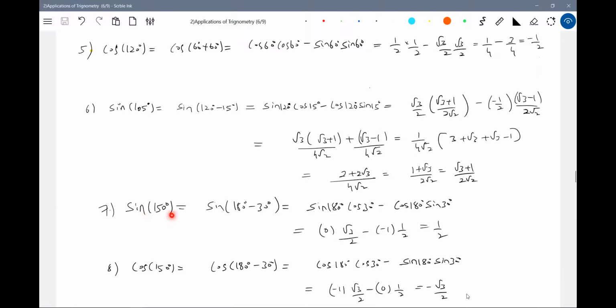Sine 150 degrees: sine of 180 minus 30 degrees. So applying the sine A minus B formula. Sine 180 degrees must be 0. Cos 30 is root 3 by 2. Cos 180 is minus 1. Sine 30 is 1 by 2. So sine 150 degrees will be 1 by 2. Cos 150, again, we apply the cos A minus B formula.